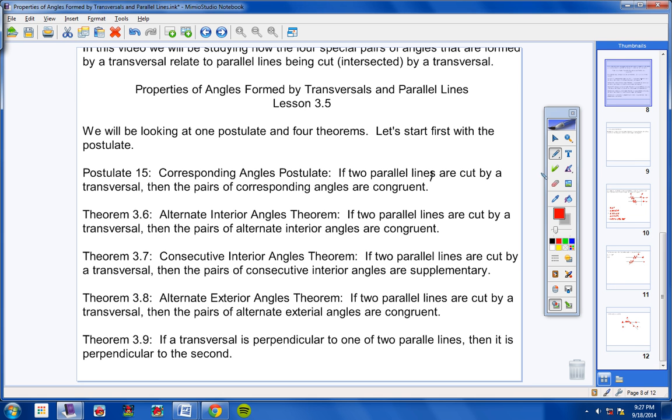If we're going to prove, now please listen to this, students. If we're going to prove Theorem 3.6, you're allowed to use any previous postulate or theorem or definition that we've learned the whole year. So see if this makes sense, students. Please listen to me carefully. If we want to prove Theorem 3.6, can we use postulate 15? Yes, because we learned it first.